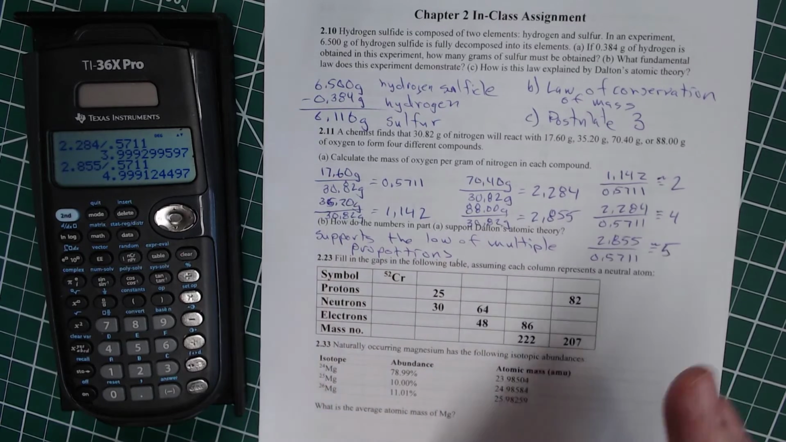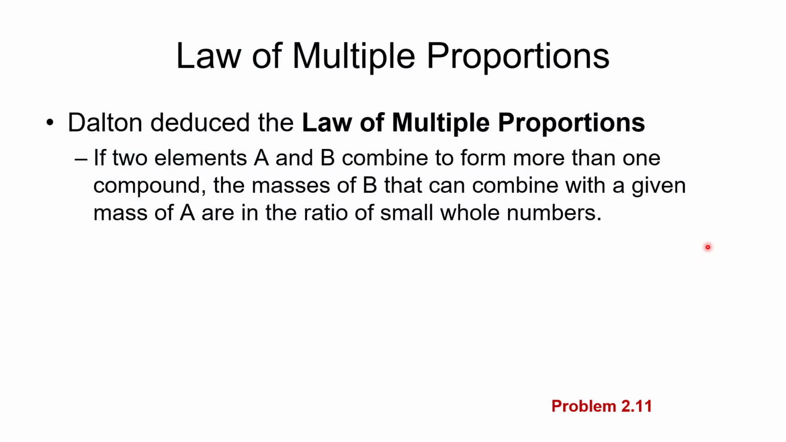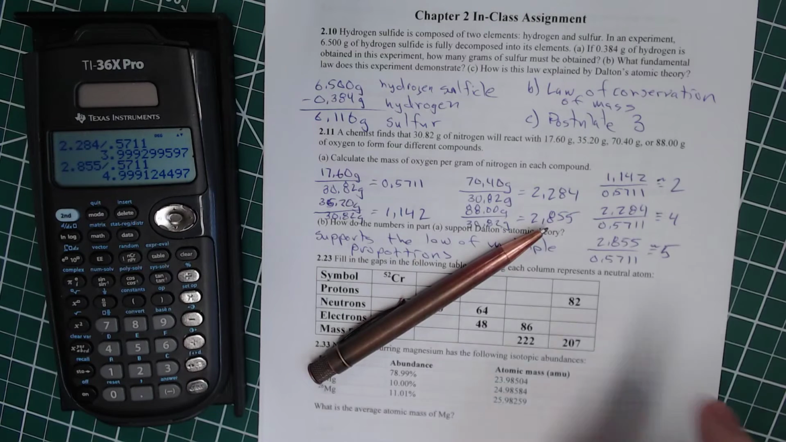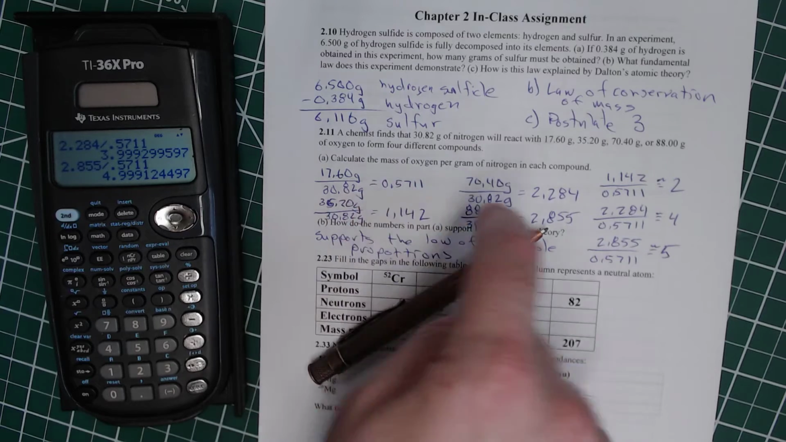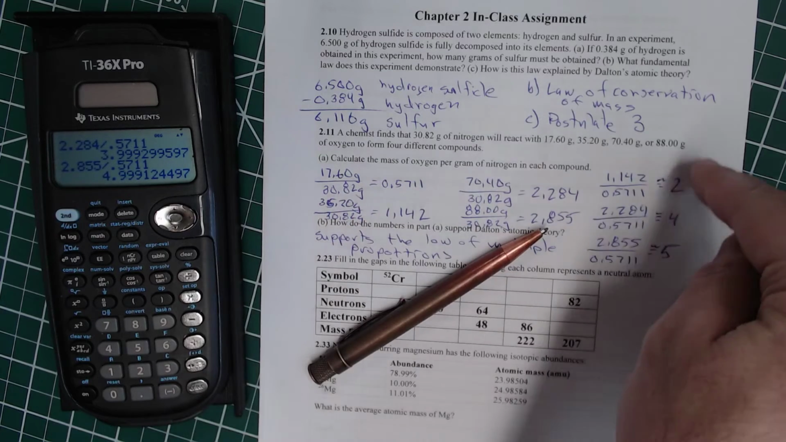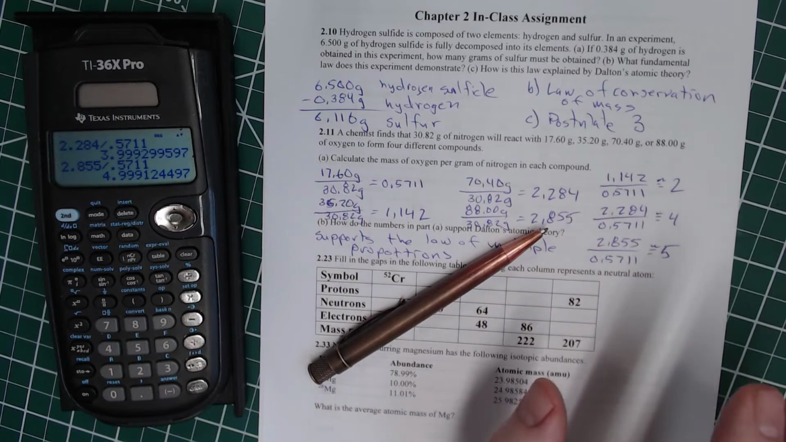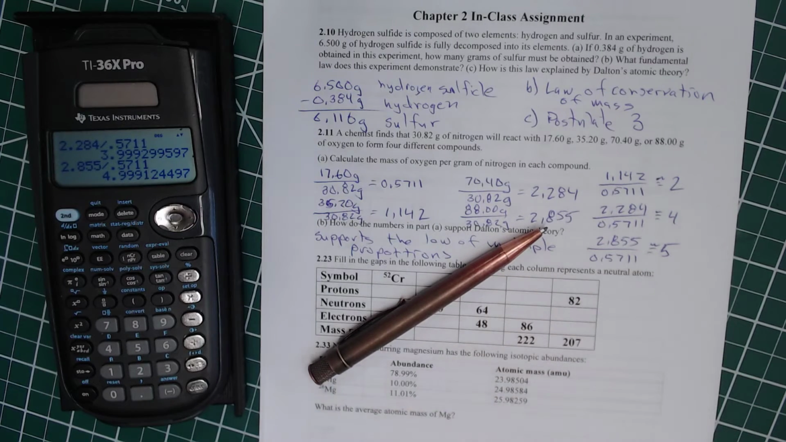Okay. If we go back and look at that law of multiple proportions, which we saw back over here, if two elements A and B combine to form more than one compound, the masses of B that can combine with a given mass of A are in the ratio of small whole numbers. So these are the masses of oxygen that can combine with a given mass of nitrogen. We have those numbers, and those numbers are in the ratio of small whole numbers. And so these end up being different compounds.